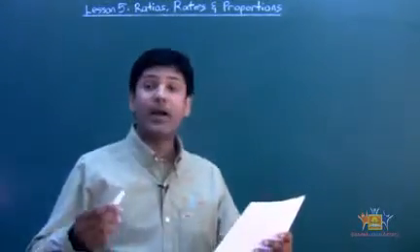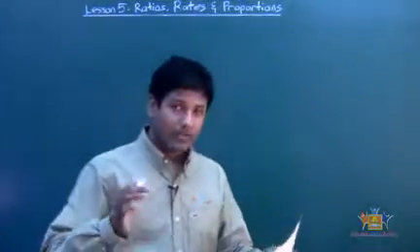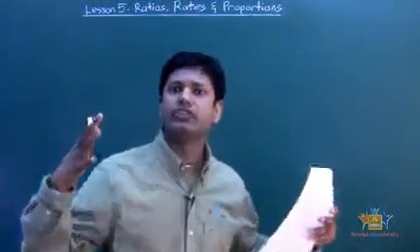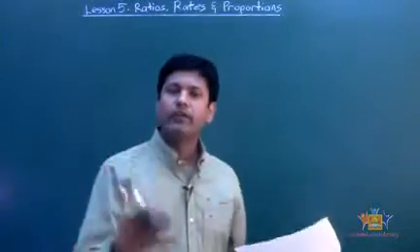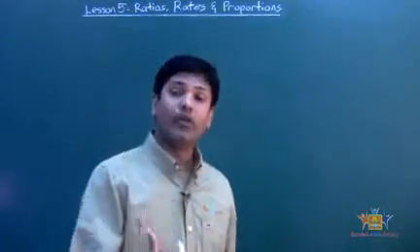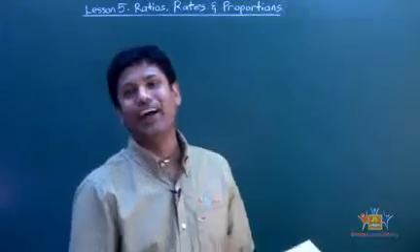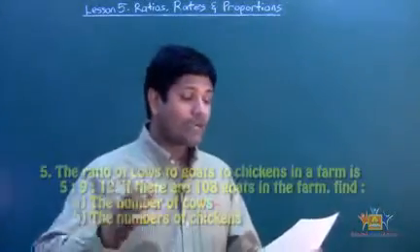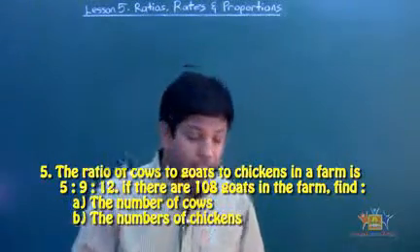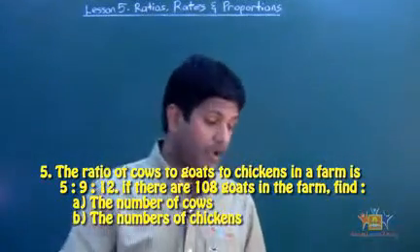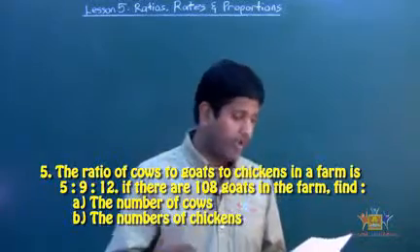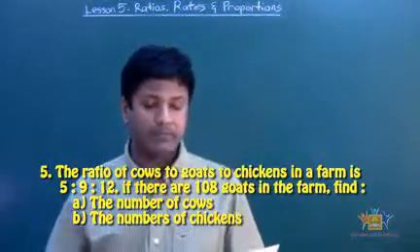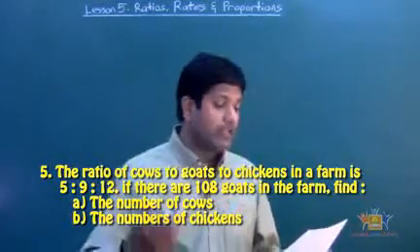All right, my dear student, problem number 5. So, a word problem. How do we solve word problems? Read it so that you understand the question, and look for the things that are given, and also for the things they want us to find. Let's do problem number 5. The ratio of cows to goats to chickens on a farm is 5 to 9 to 12. If there are 108 goats on the farm, find the number of cows and the number of chickens.